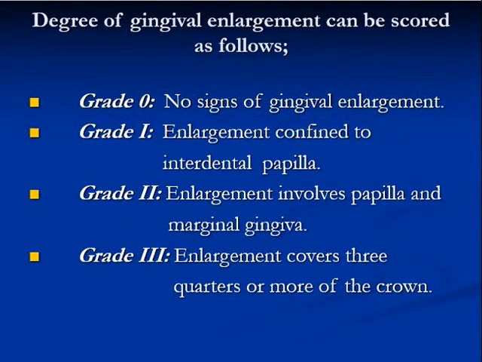Next is how we score the degree of gingival enlargement. Grade 0 means there is no sign of gingival enlargement. Grade 1 means enlargement confined to interdental papilla. Grade 2 means enlargement involves papilla and marginal gingiva. And grade 3 means enlargement covers 3/4 or more of the crown.